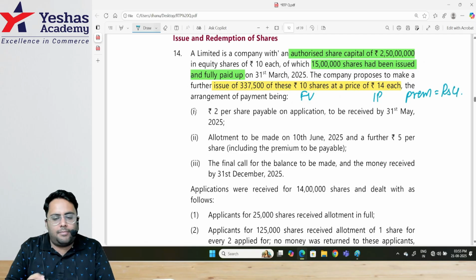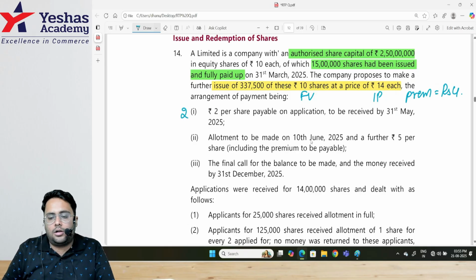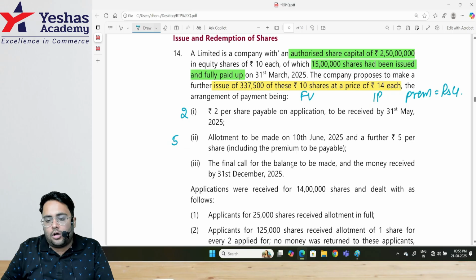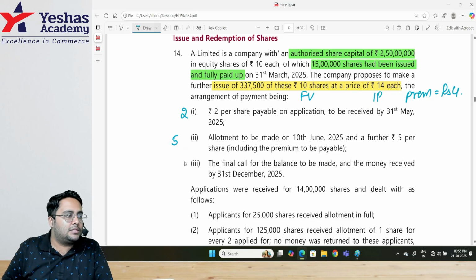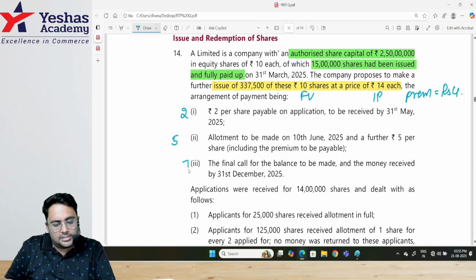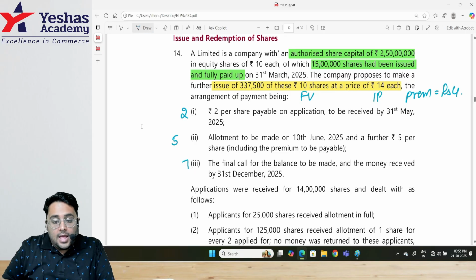Agreement of payment being as follows: 2 rupees payable on application. Allotment to be made on 10th June and a further 5 rupees per share including premium to be paid. Final call for the balance to be made. Money received on 31st December. How much is the balance? 2 plus 5, 7 is collected. How much is remaining? 7 should be collected. Understood the first paragraph? Of course, along with the dates.